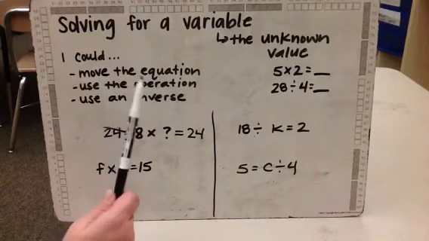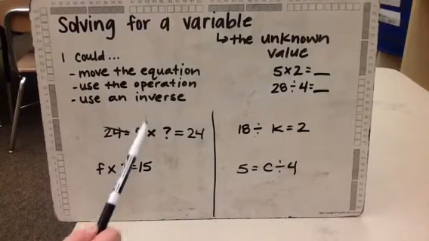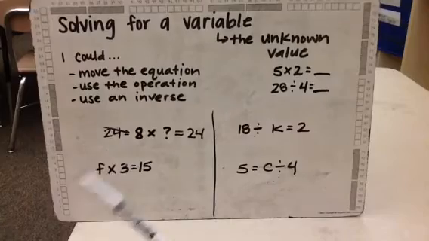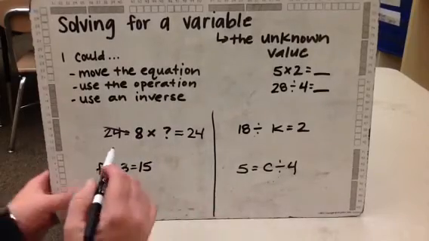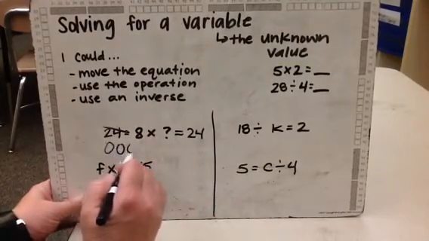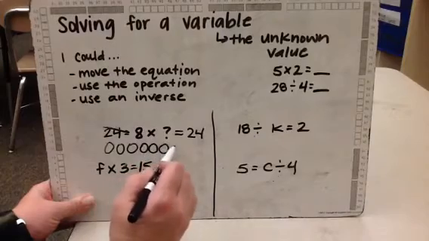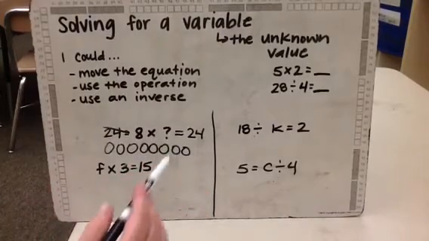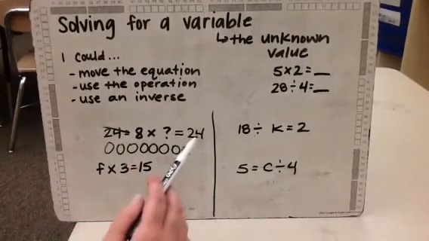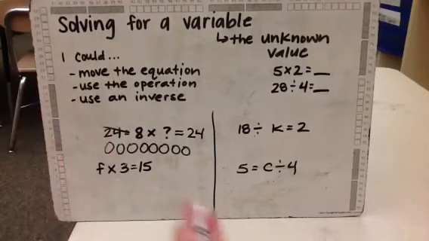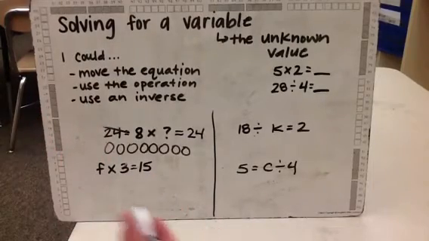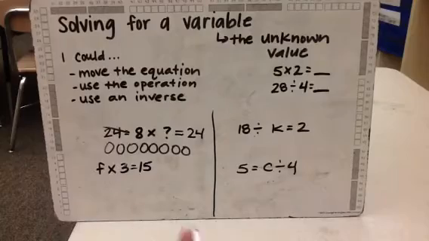So now I can either use that operation of multiplication or I can use an inverse. I'm going to show you both. So 8 groups of something. I'm going to go ahead and make my 8 groups. And then I don't know how many go in each group, but I know that if I take the 24 and give it out evenly, that it should tell me then 8 groups of what. So I'm going to take the 24 and spread it on out.